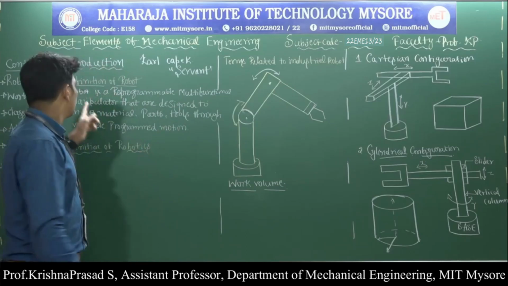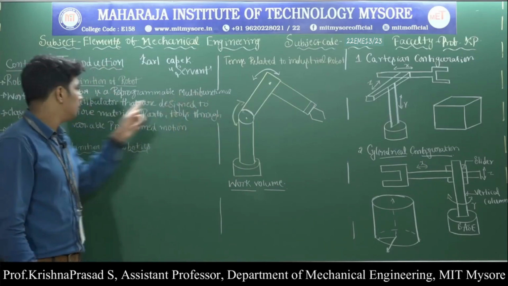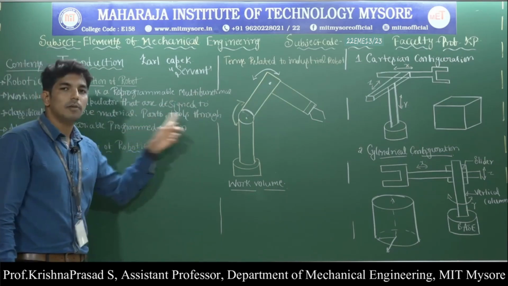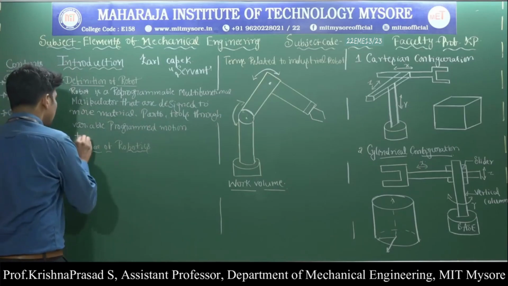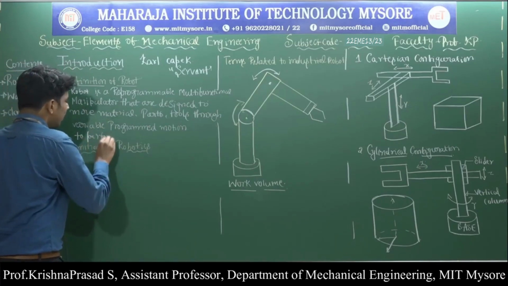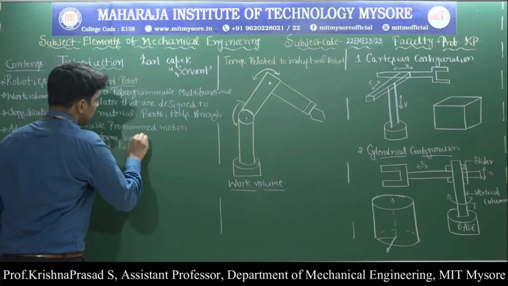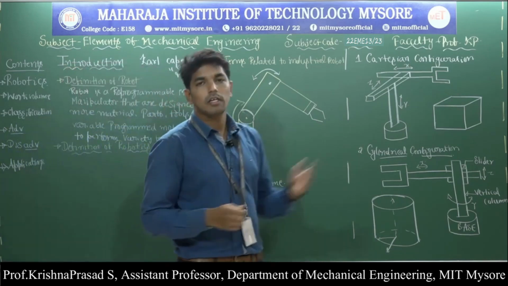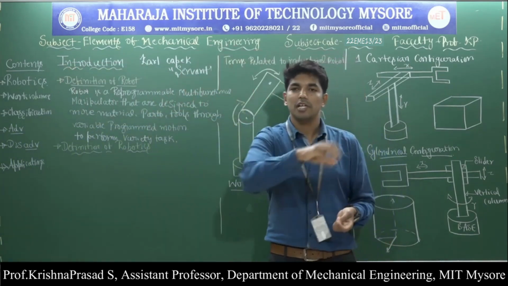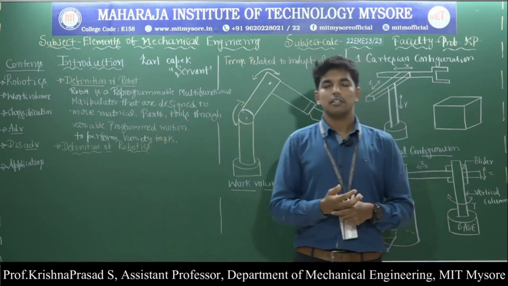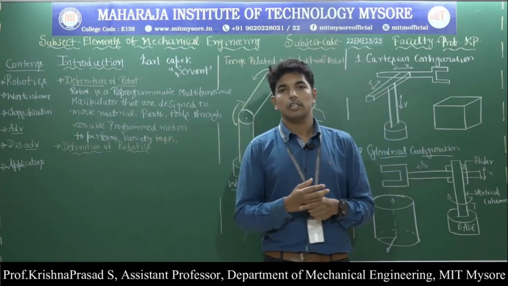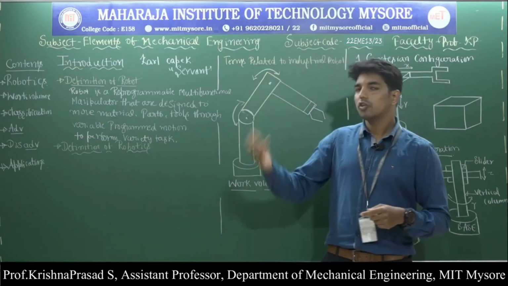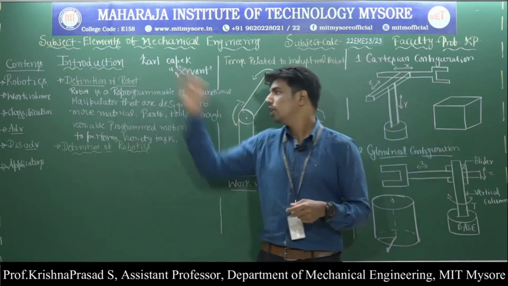A robot is a reprogrammable multifunctional manipulator designed to move material, parts, tools through variable programmed motion to perform a variety of tasks. The tasks may be pick and place operations, transferring a component from one place to another, machine loading and unloading in industries, spray painting, welding, or laser cutting. To do such tasks, we use the robot.